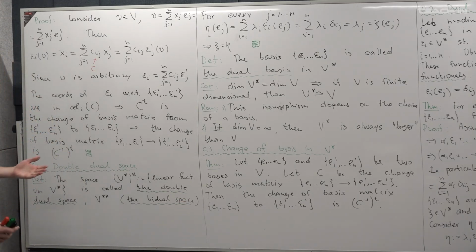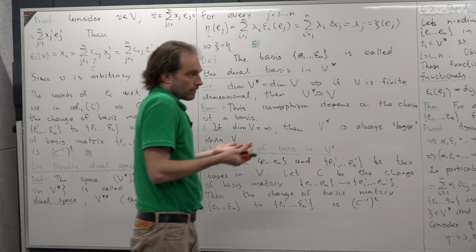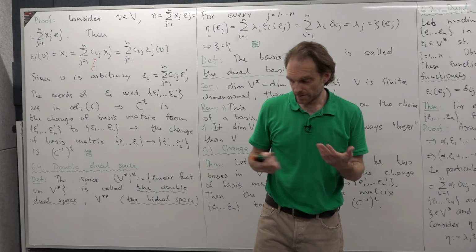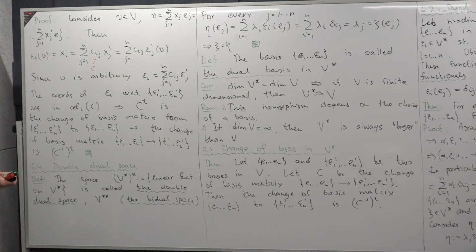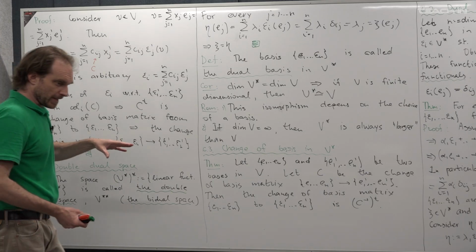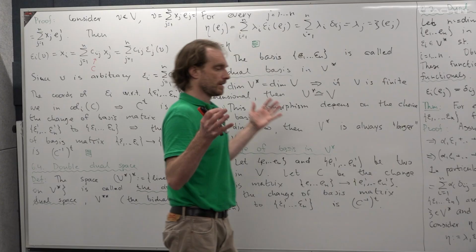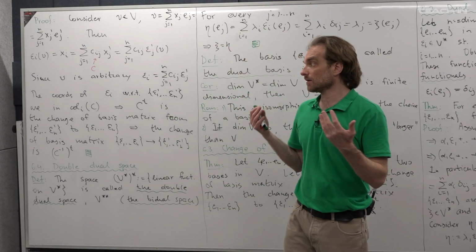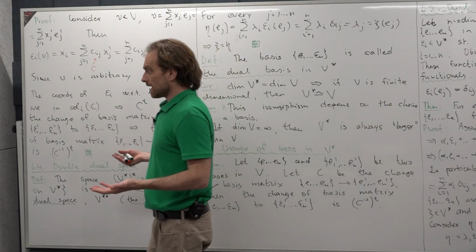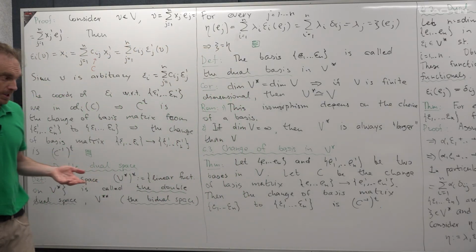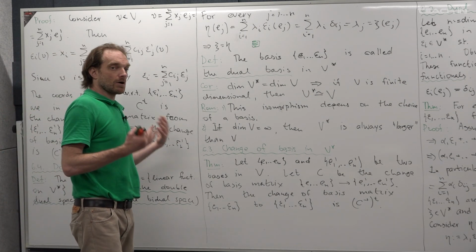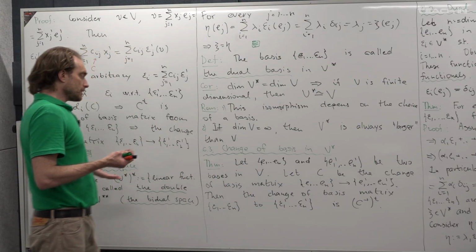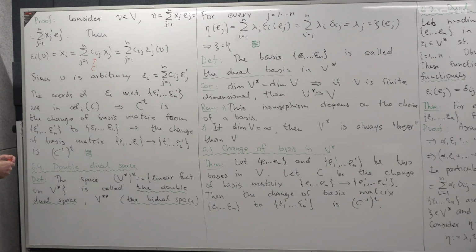So what does this mean? Maybe this is not the thing that is very easy to understand immediately, but there is nothing difficult. So we have a vector space, then we consider the vector space of all linear functionals on V. This is also a vector space that has the same dimension as V, as we know in the finite dimensional case. And so we can consider linear functionals on the space of linear functionals. And this space is called the double dual space.